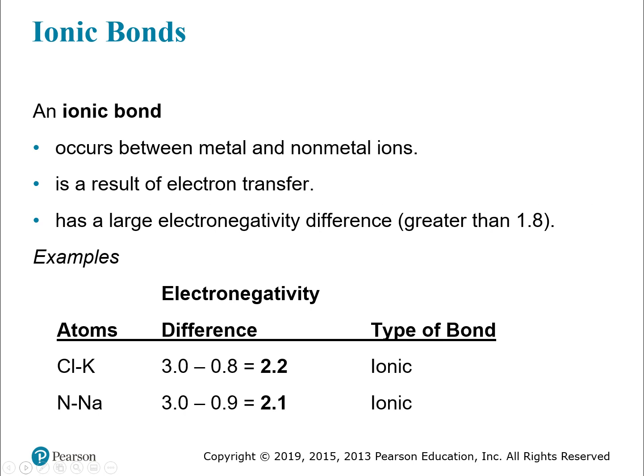Now we're going to cover ionic bonds. Ionic bonds occur between metals and non-metal ions. Again, just to remind you, because we haven't talked about ions and stuff in this part, an example of that would be NaCl, sodium and the chlorine. And we're talking about electron transfer.